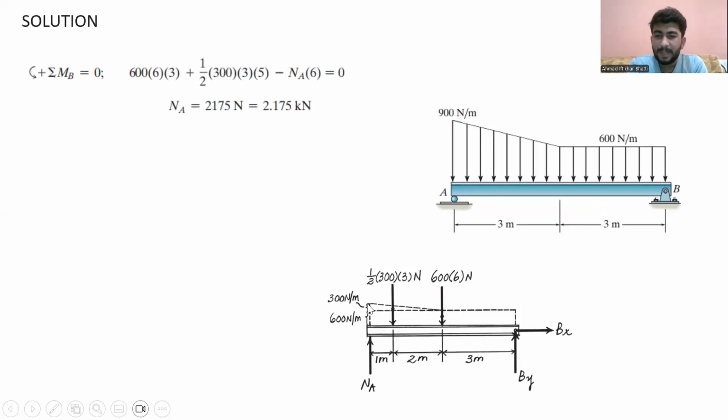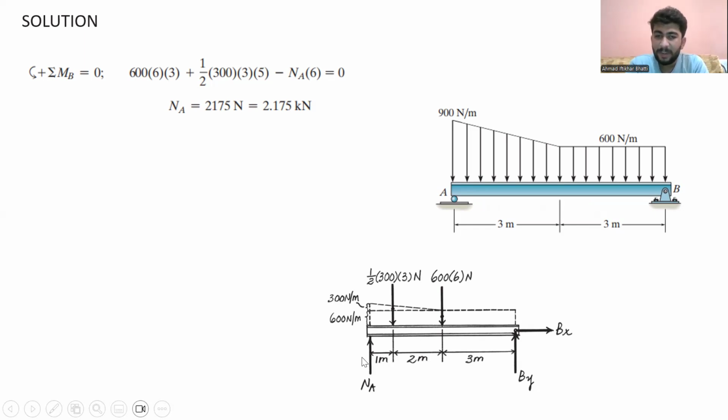So let's apply the moment at point B to get the vertical upward reaction force at point A. We get this 600 multiplied by 6, which is the rectangular load distribution, and it has a perpendicular distance of 3 meters. And we have this triangular load distribution with a perpendicular distance of 5 meters, and this vertical upward reaction force, which has a perpendicular distance of 6 meters.